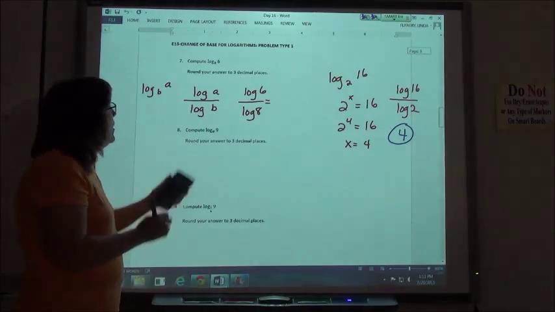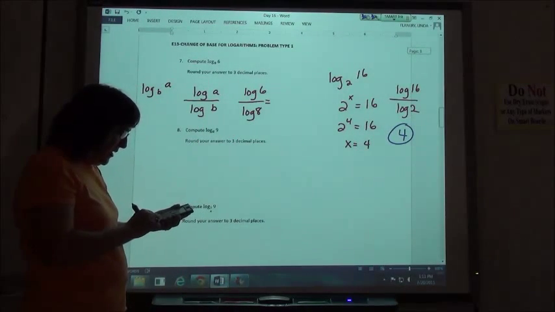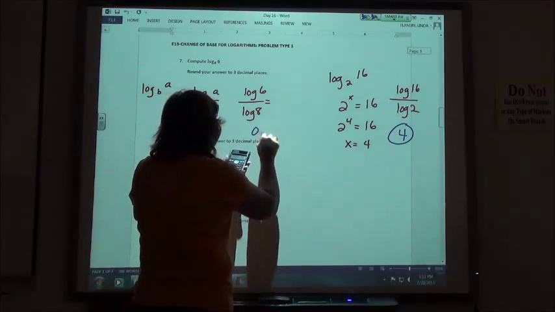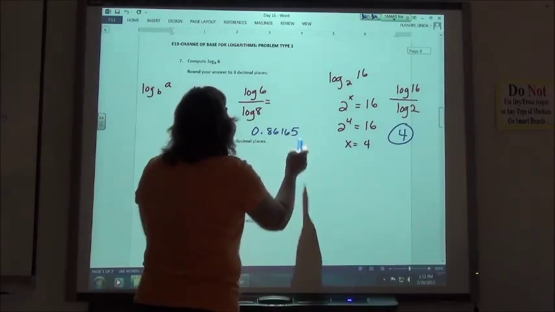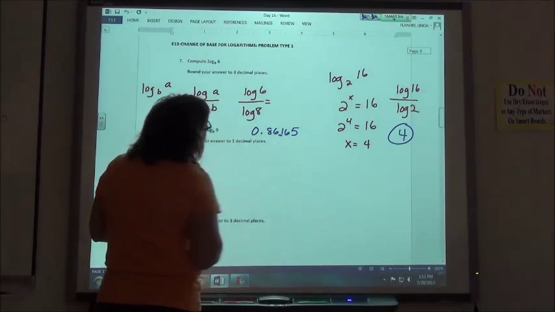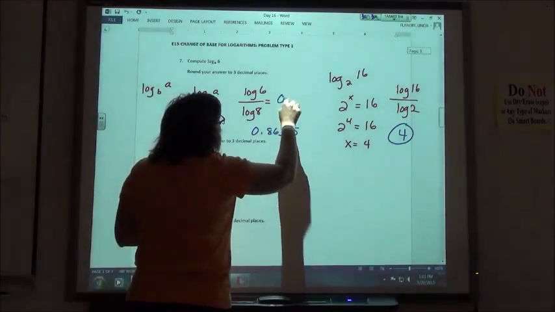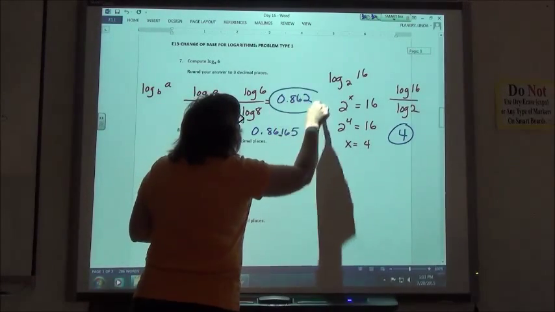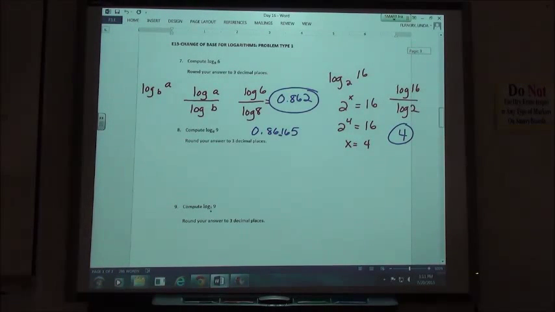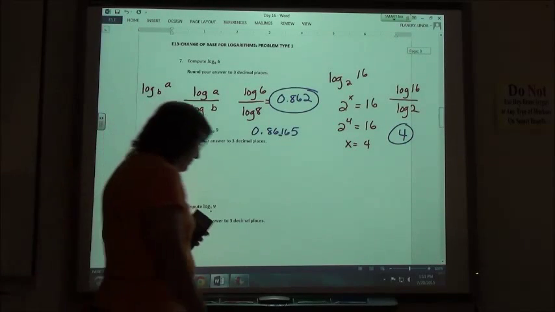Here then, if I do the log of 6 divided by the log of 8, I get 0.86165. Round to 3 decimal places, so 1, 2, 3. That means there's a 6 behind there, I have to round that up. So 0.862 is what I'm going to get for the value of x. So when it says to round to 3 decimal places, it means 3 places after the decimal. In other words, a thousandth spot.